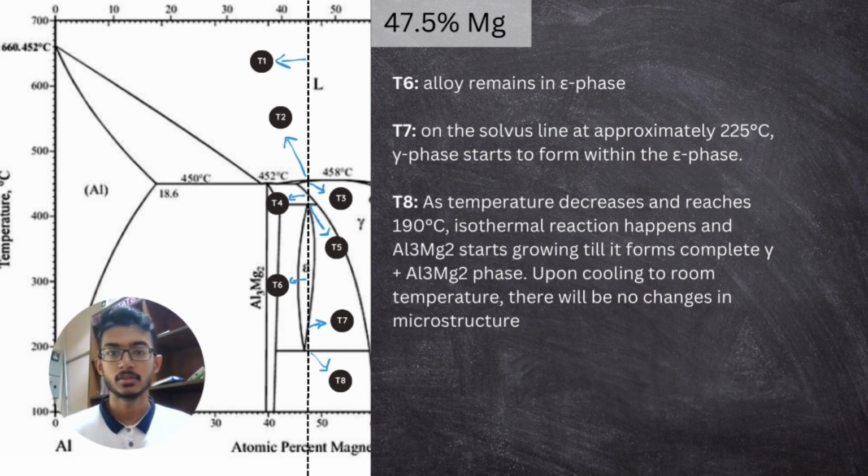Okay, at T6, the alloy remains in epsilon phase until it reaches T7. At T7, the gamma phase slowly starts to form within the epsilon phase because it is between the epsilon and gamma region, and then until it reaches T8. T8 is where another isothermal reaction happens. So at T8, the Al3Mg2 phase starts growing inside the microstructure. At the end of the isothermal reaction at T8, there will be only Al3Mg2 plus gamma phase, and there will be no epsilon phase. So this microstructure will remain the same upon cooling to room temperature.